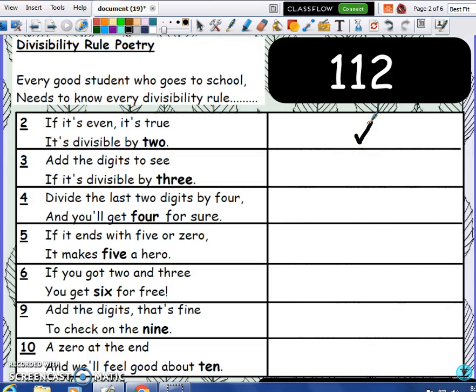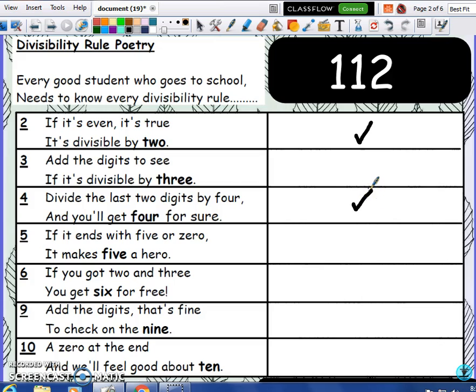If you add up the digits of your number, 1 plus 1 plus 2, we get 4. 3 does not go into that, so it is not divisible by 3. If you look at your last two numbers, which in our case is 12, if 4 goes into that number, that means the whole thing is divisible by 4. So in our case, 12 can be divided by 4, so can 112.